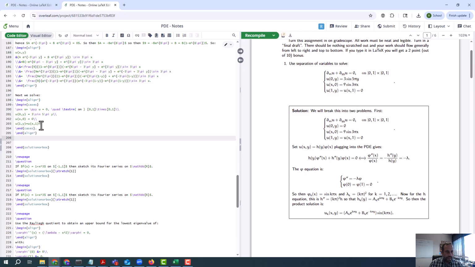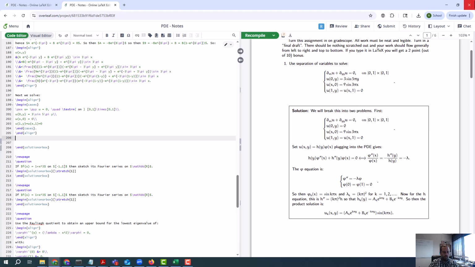Well, now let's think about this. If you look at right here, we know that when x is equal to 0, u of 0, y is equal to 3 sine 5 pi y. We know over here, when x is equal to 1, u of 1, y is equal to 0. But we also know along the top and bottom that u is equal to 0. So in other words, the homogeneous boundary value problem is going to be on the y function.